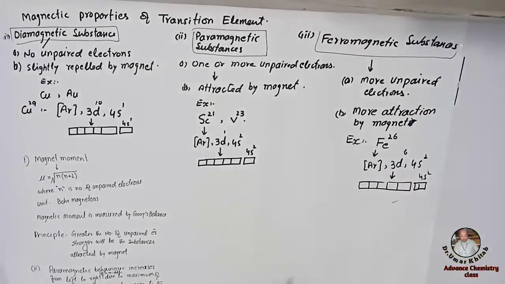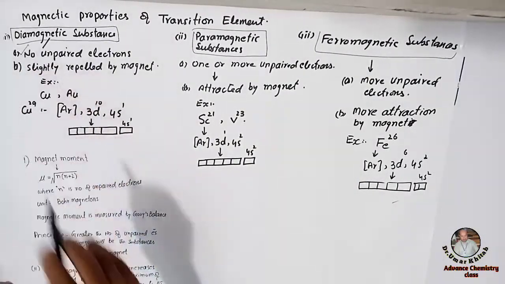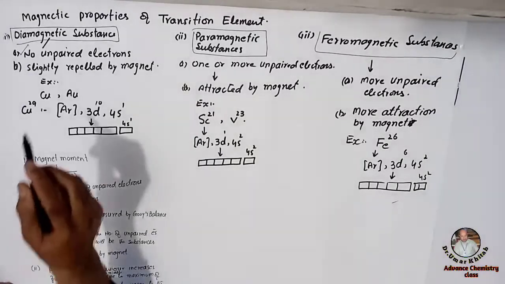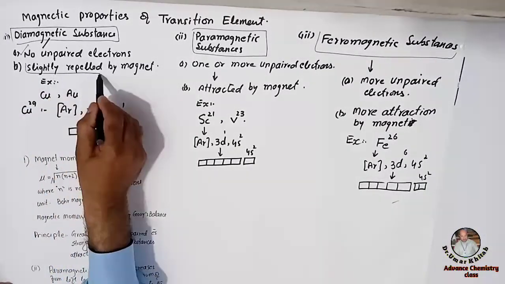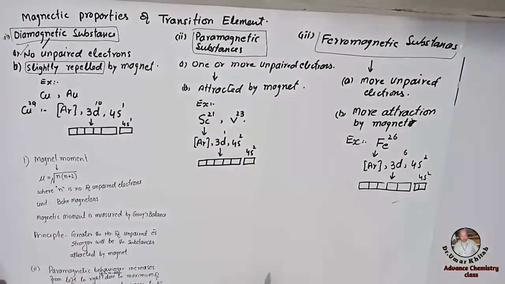So number first one, the diamagnetic substances: these are the substances in which no unpaired electron is present in the orbitals. These are slightly repelled by a magnet in a magnetic field. So there are two conditions. The first condition is no unpaired electron. Second condition is slightly repelled by magnet and magnetic field.